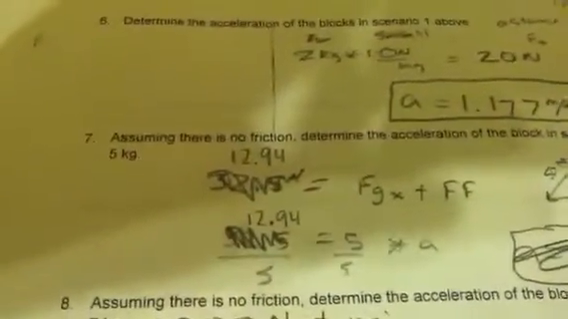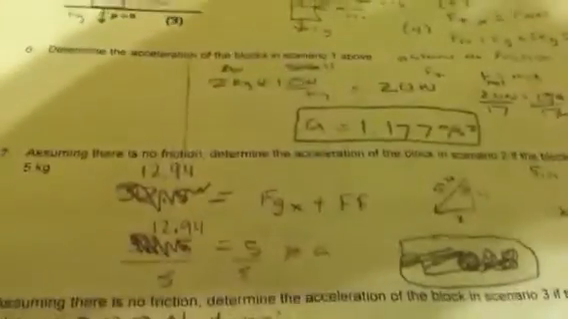Okay, question number 7 says, assuming that there is no friction, determine the acceleration of the block in scenario 2 if the block has a mass of 5 kilograms. Situation 2, if you watched my video number 5 and you kind of know what happened, we got two equations.